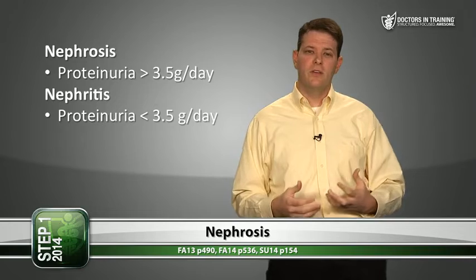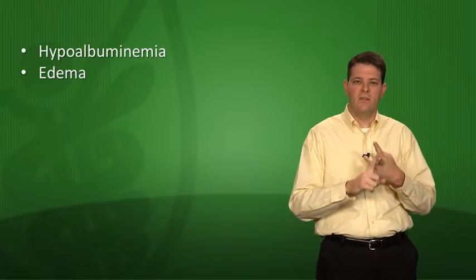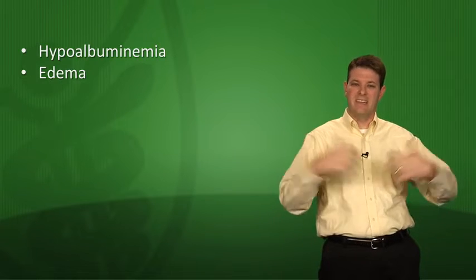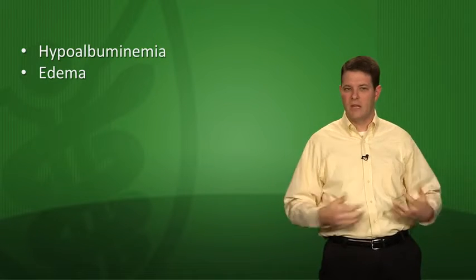Now the other key features of nephrotic syndrome are hypoalbuminemia, because they're spilling out a lot of the albumin out of the blood into the urine. They get edema, because they have lost most of the albumin that provides all the oncotic pressure to keep fluid inside the vasculature. So fluid's weeping out and they're getting edema.